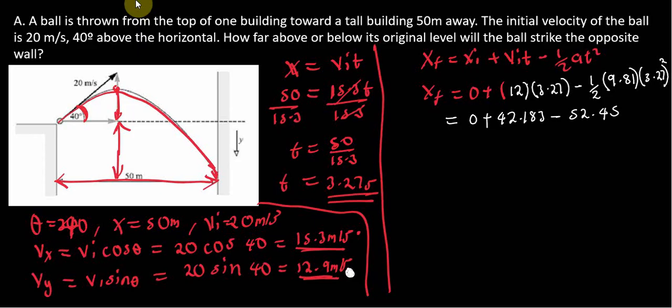2.45. So what will be the answer? The answer will be negative 10.3 meters. It's negative because it was coming down, so that is the answer which they're just looking at there.